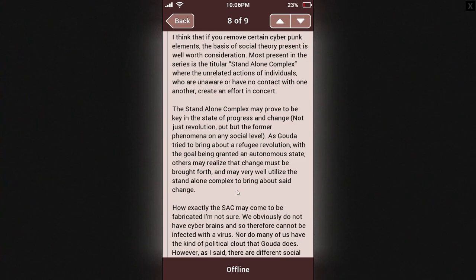The standalone complex, I've actually heard about the standalone complex. Essentially, it's where a group of, as far as I understand it, a group of people do something that seems coordinated, but it's actually really just random people that happen to do the same thing. I'm going to continue reading, though, and maybe I'm completely wrong about that. The standalone complex may prove to be key in the state of progress and change, not just revolution, but the former phenomena on any social level. As Gouda tried to bring about a refugee revolution with the goal of being granted an autonomous state, others may realize that change must be brought forth and may very well utilize the standalone complex to bring about said change.